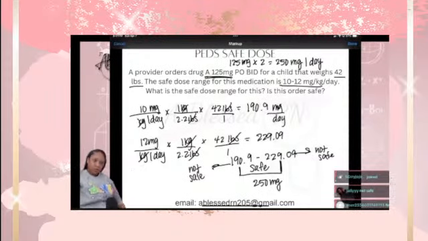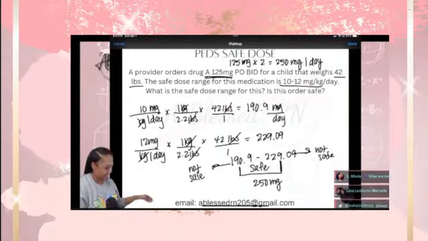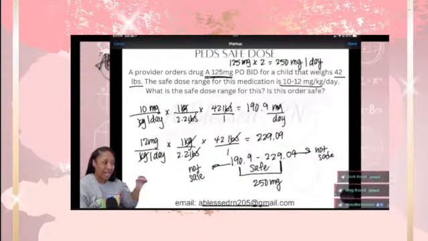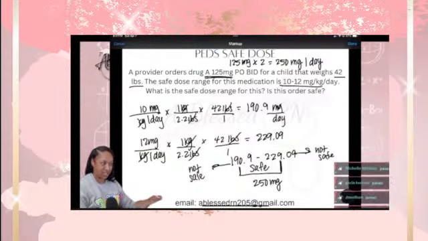So maybe not safe. Not safe. Not safe. Exactly. We're going to have to get on that telephone like, hey, bro, no. No, don't say that. But seriously, it's not safe. It's too much, right? Okay. Everybody understand why this dose is not safe.